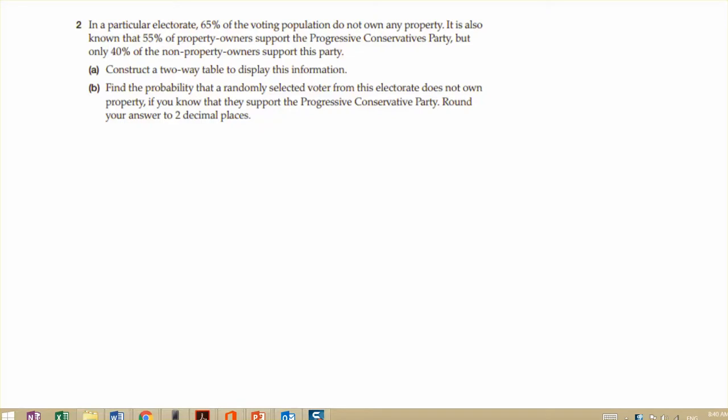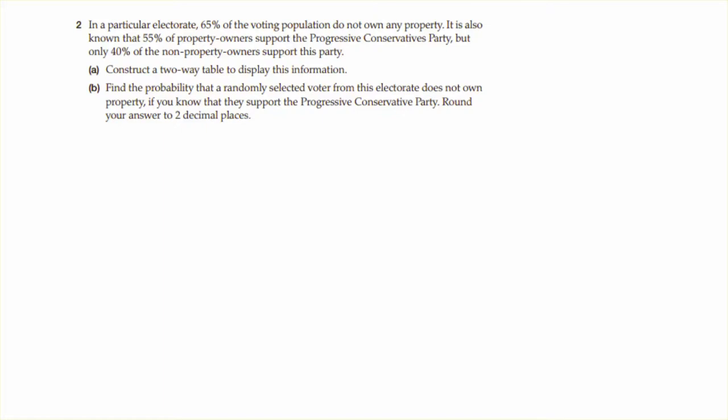This is for Year 10 Methods Pathways. We're going to look at exercise 10.5, question number 2. Now, in this example, we're going to have to draw a two-way table, and it's not a standard two-way table in that we're going to do some other things to work out the values. So let's have a look at the question.